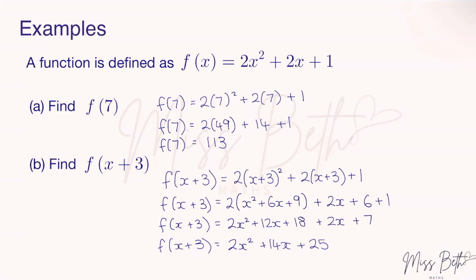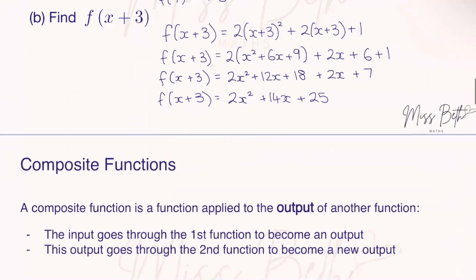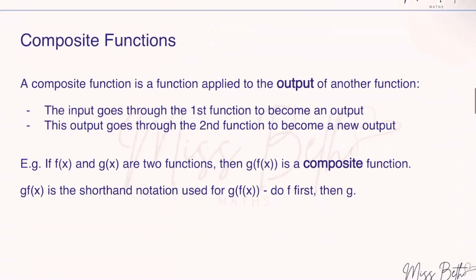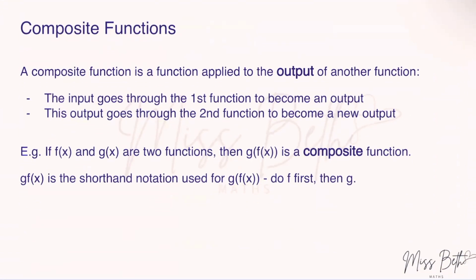All right, moving on to our composite functions. So a composite function is a function applied to the output of another function. Okay, so the input goes through the first function, we have an output, and then this output goes through a second function to become a new output. Now, sometimes it will get put through the same function twice. Okay, that is still classed as a composite function.